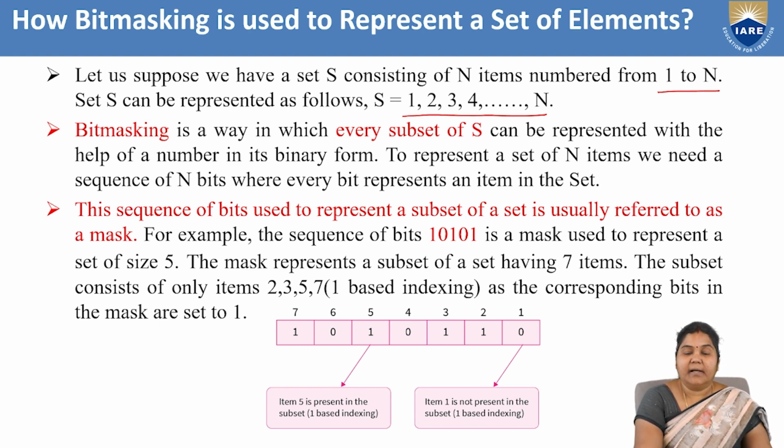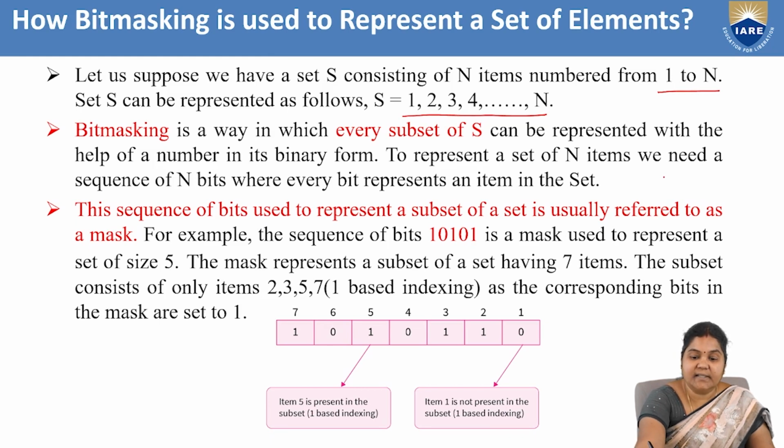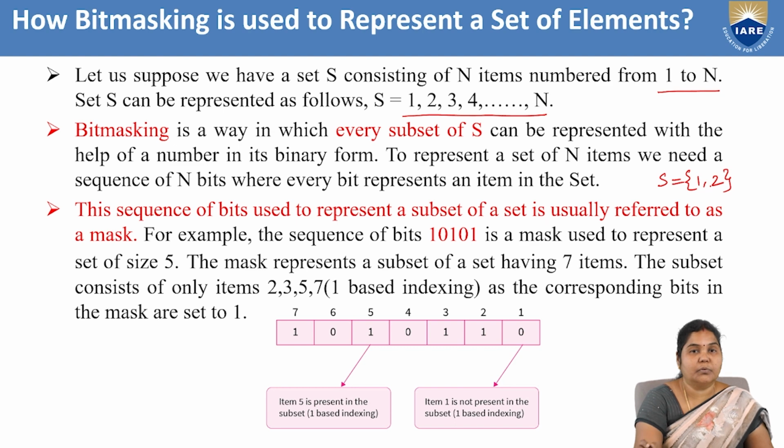So, suppose a set contains 2 elements, let us say 1 and 2. Then how many subsets are possible? There are 4 subsets possible. So, for a set containing 2 elements, or n elements, 2 to the power of n subsets are possible. Here we have 2 elements, so 2 to the power of 2, which is 4 subsets.